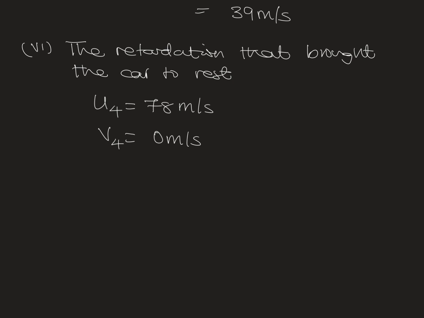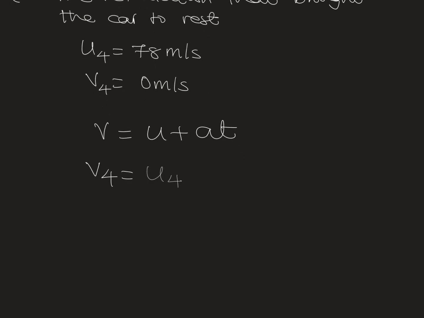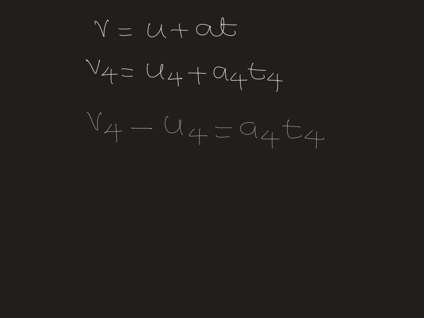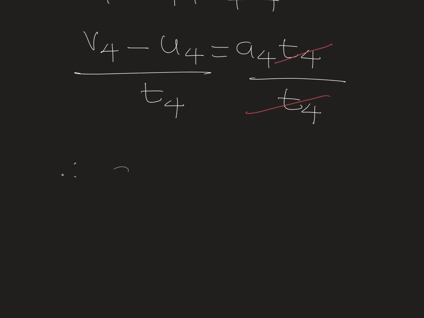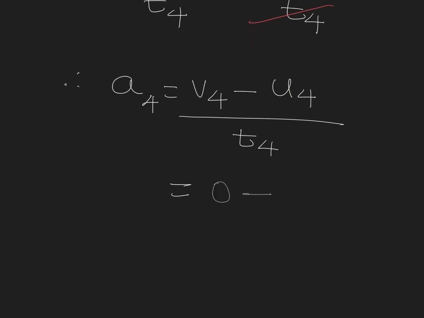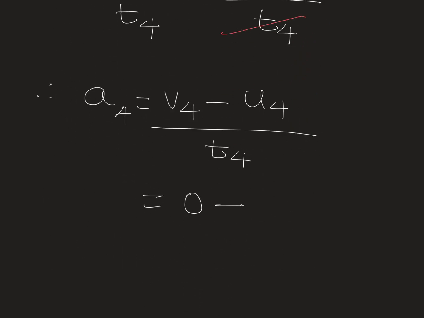So we know that using V is equal to U plus AT, we can say V4 is equal to U4 plus A4 multiplied by T4. So if I want to make A4 the subject of the formula, that will be V4 minus U4 is equal to A4 multiplied by T4. To find A4, I will divide both sides by T4. So with that, this will cancel this. Therefore, A4 is equal to V4 minus U4 divided by T4. V4 is 0 meters per second minus U4, which is 78 meters per second.